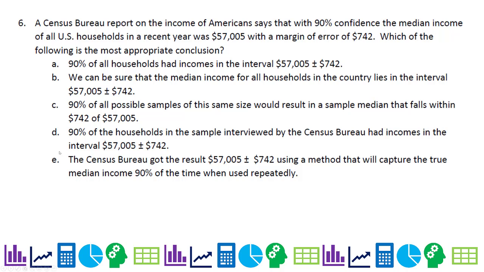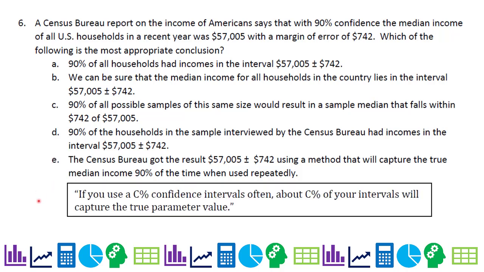Number 6. A Census Bureau report on the income of Americans says that with 90% confidence, the median income of all U.S. households in recent years was $57,005 with a margin of error of $742. Which of the following is the most appropriate conclusion? Well, first of all, let's go ahead and pull up what confidence level means. This is straight out of your notes.